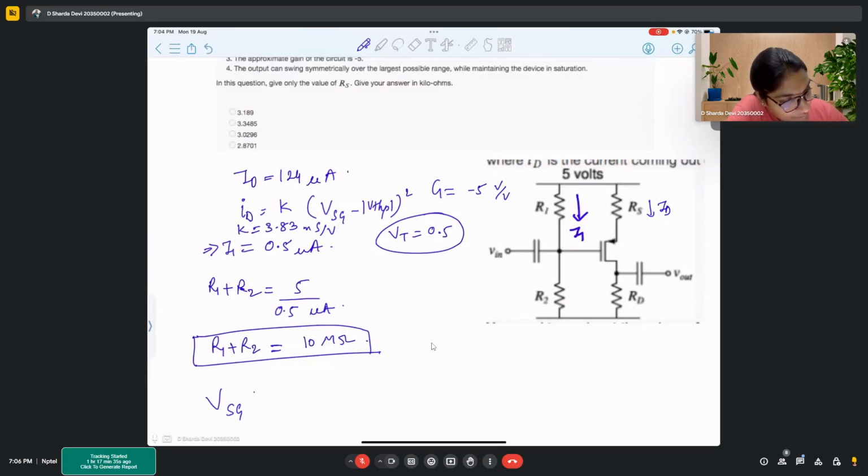If we write this KVL, we will have 5 equal to ID RS plus VSD plus ID RD. Here ID equal to K (VSG minus VTH) square.